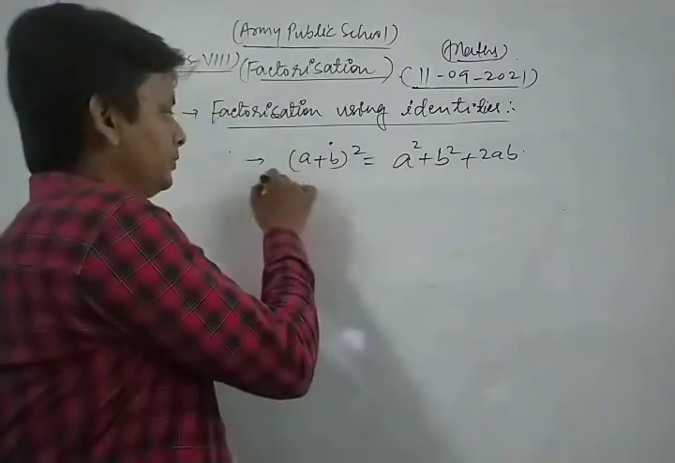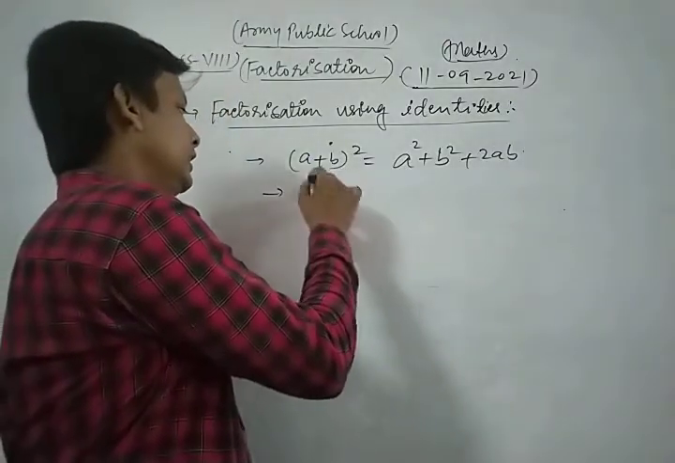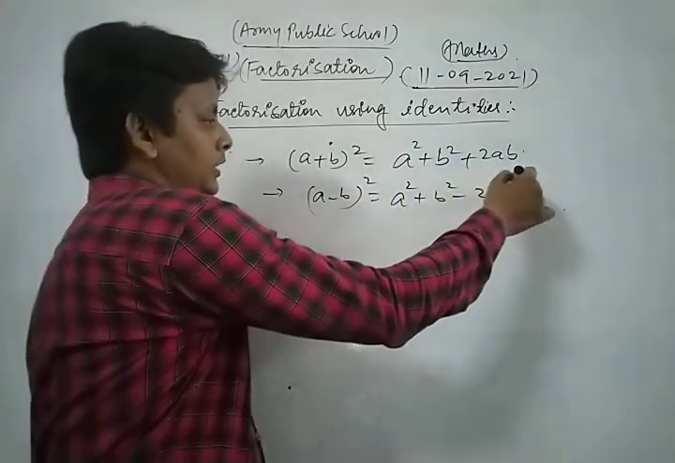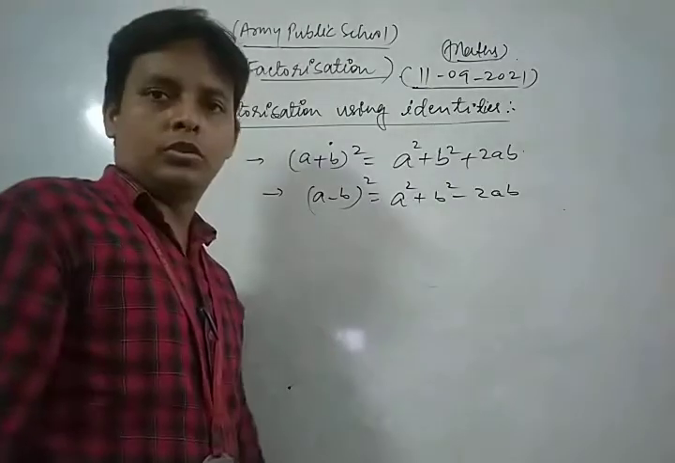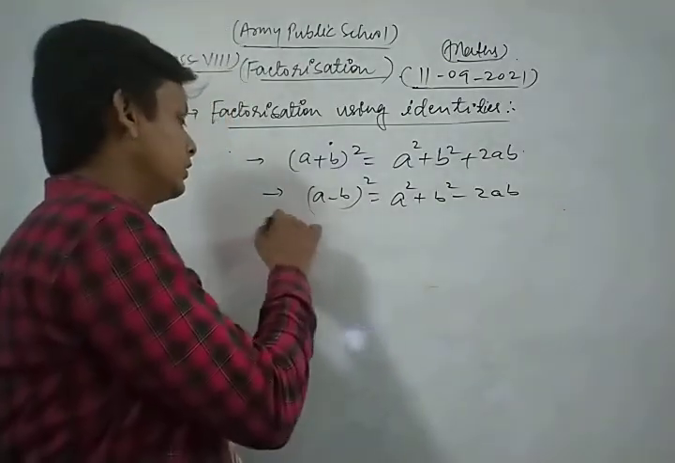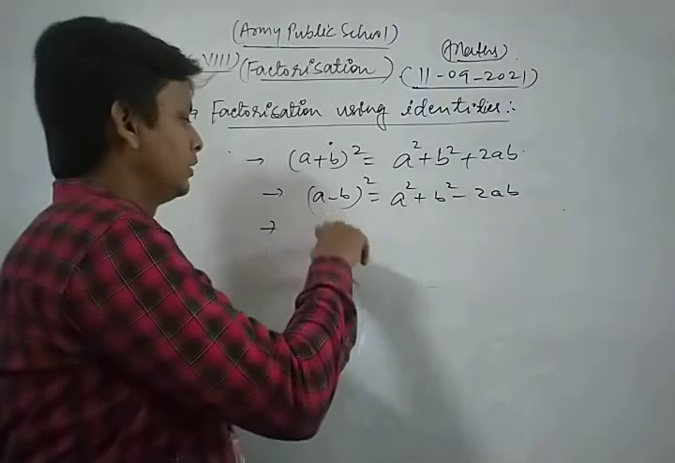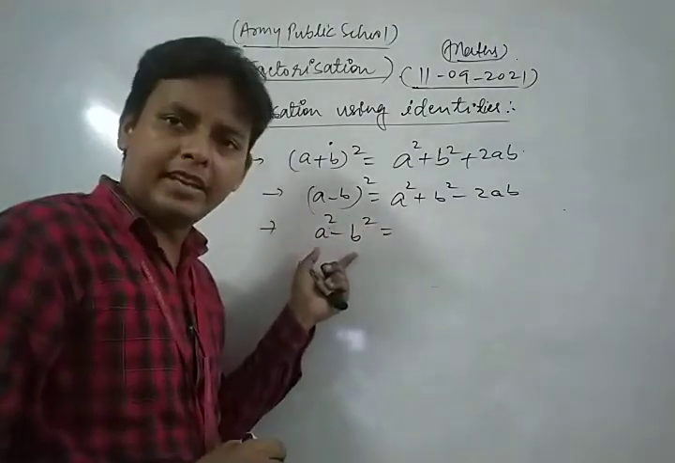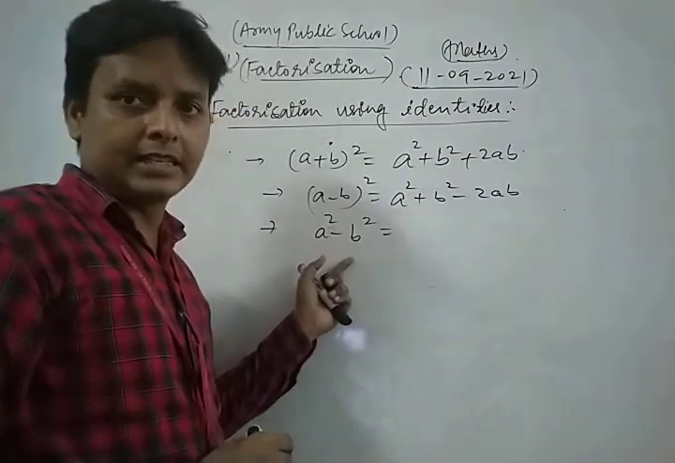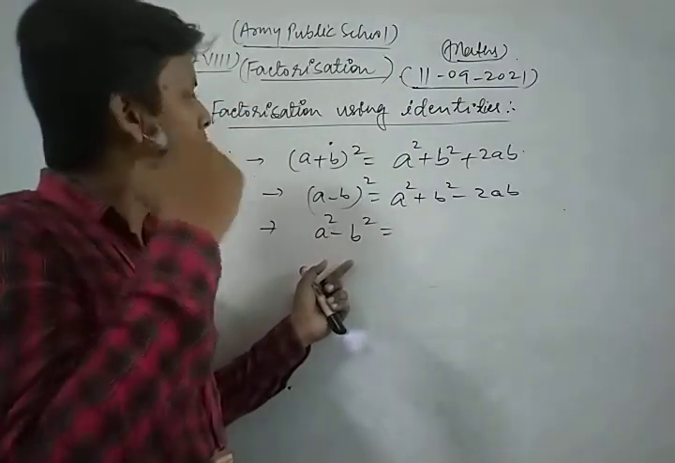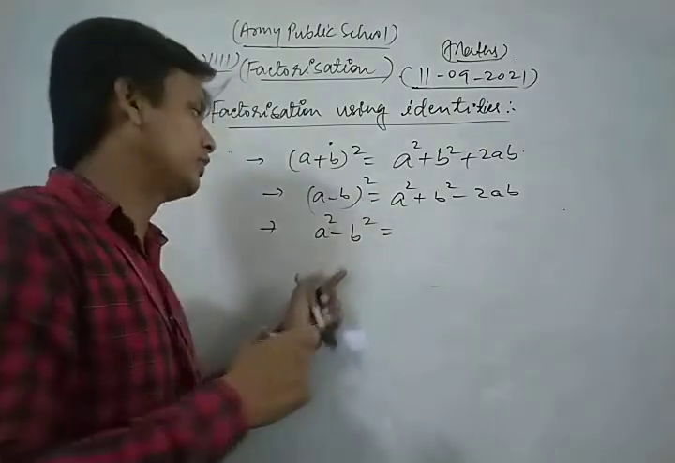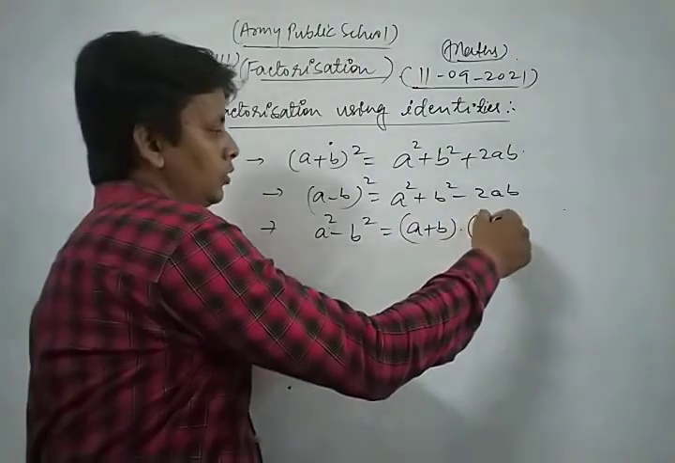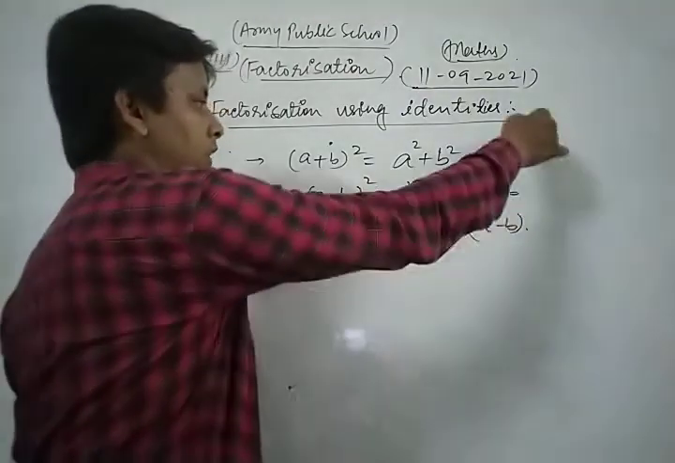Second one is what? A minus B whole square. This is A square plus B square minus 2AB. Third one is A square minus B square. This is also a very important algebraic identity based on the chapter factorization, which is A square minus B square, means this is A plus B into A minus B.